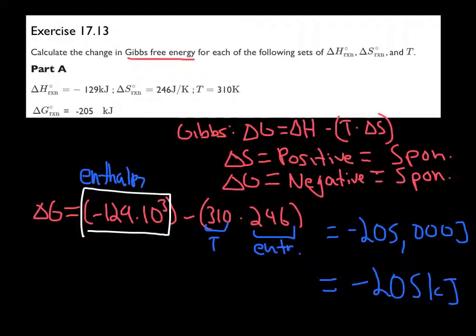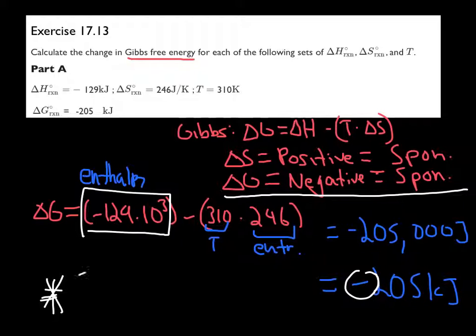Great. What's that mean now? This value is negative, and look right here. Delta G equals negative equals spontaneous. So that means this reaction was spontaneous. So it's like the ball on top of the hill. It's just naturally going to happen.